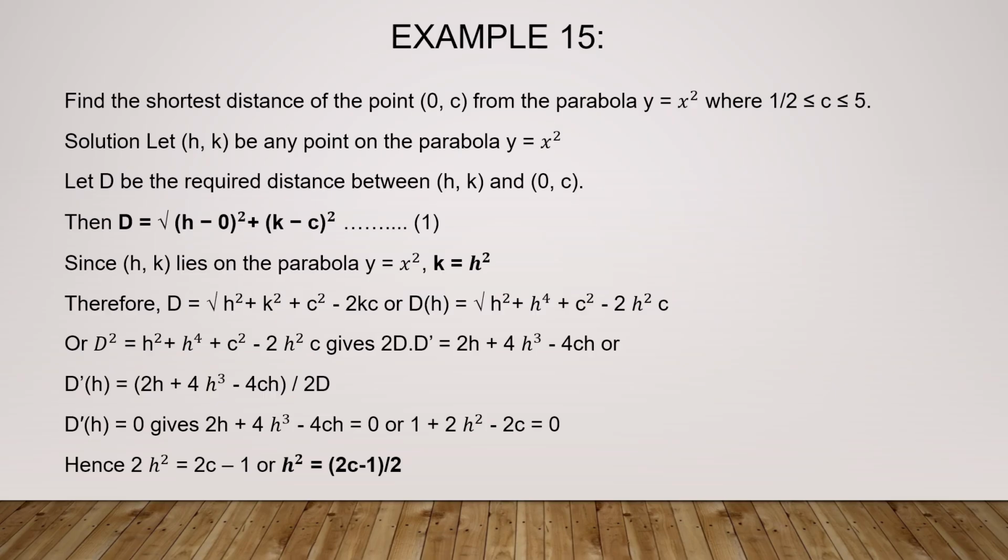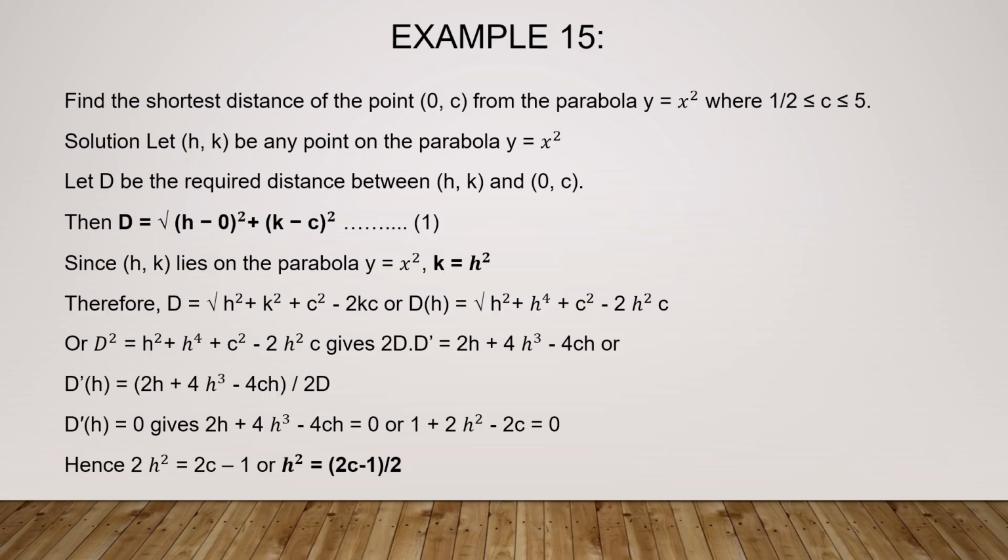Again, why we are doing this is we want to convert it into one variable. So in the formula of d, just put k = h² and simplify. Square both sides, and by squaring both sides you can simplify the equation. d² = h² + h⁴ + c² − 2h²c.